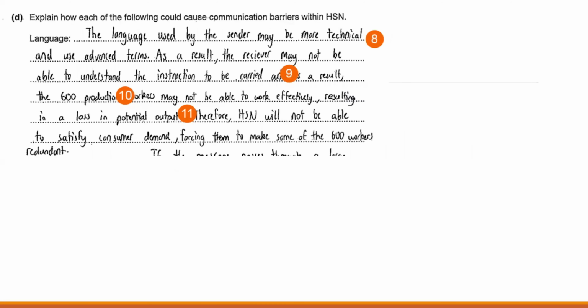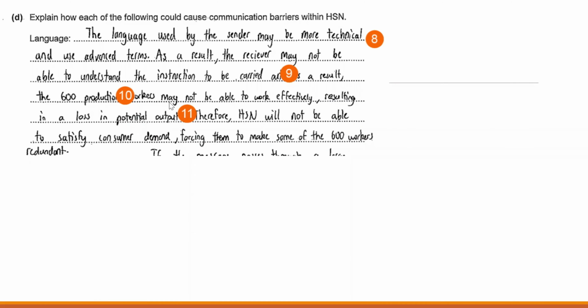Now let's quickly do part B. Explain how each of the following could cause communication barriers. So now there's 2. The language used by the sender may be more technical. So that's the problem, and use advanced terms. Same problem continued. Identify kar diya aapne problem. Barrier identify kar diya. As a result, the receiver may not be able to understand the instructions to be carried out. And as a result, you could use better vocabulary, but it's still okay because it's not your English paper. So you'll get away with it.